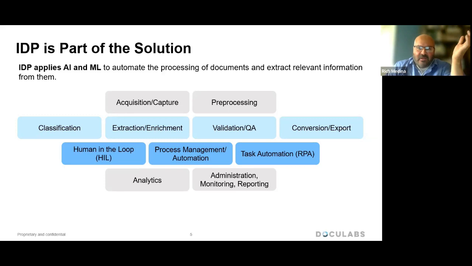There'd be humans involved. There'd be some workflow to orchestrate the step by step by step, and there'd be some good administration and reporting. So what's changed? What's changed? All of those have changed, but the core of what's changed is the core. That's that second group. So using AI and machine learning for classification, extraction, validation, and conversion.